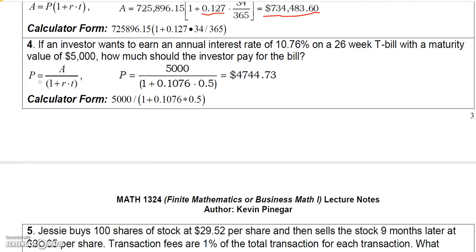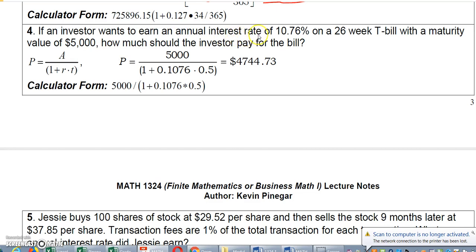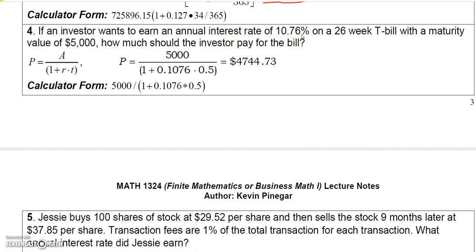The next problem says an investor wants to earn an annual interest rate of 10.76% on a 26-week treasury bill that has a maturity value of $5,000. How much should the investor pay for the bill? Well, what I'm giving you here is the rate, the time, 26 weeks, which would be half a year, and the maturity value, which is the amount. So we know the amount is $5,000. What we want to know is how much should the investor pay for the bill. In other words, we want to know what principal should be invested.